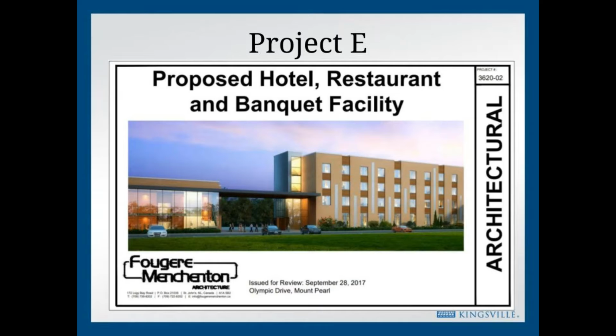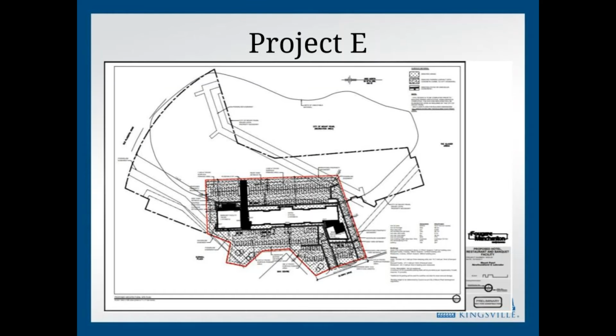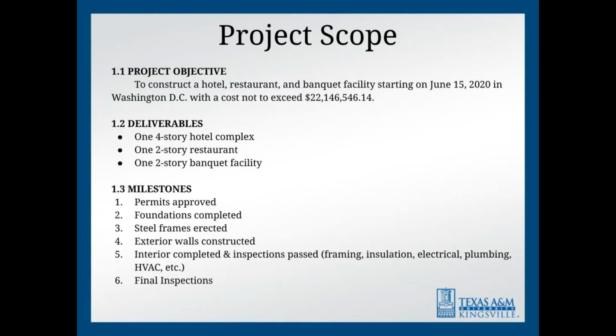The hotel, restaurant, and banquet facility occupy an approximate area of 109,740 square feet. To start analyzing our project, we started with the project scope of the buildings. The project should not exceed a cost of $22,146,546. The deliverables include a 1-4-story hotel complex, 1-2-story restaurant, and a 1-2-story banquet facility.